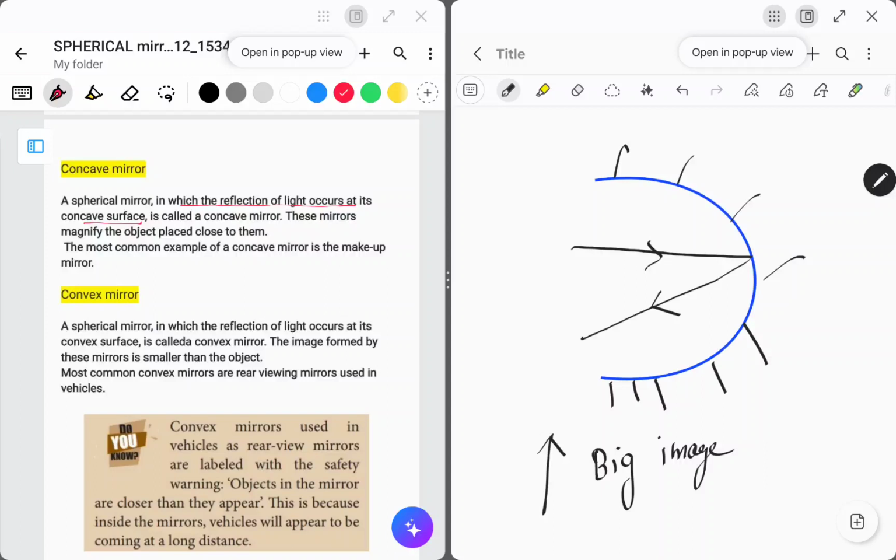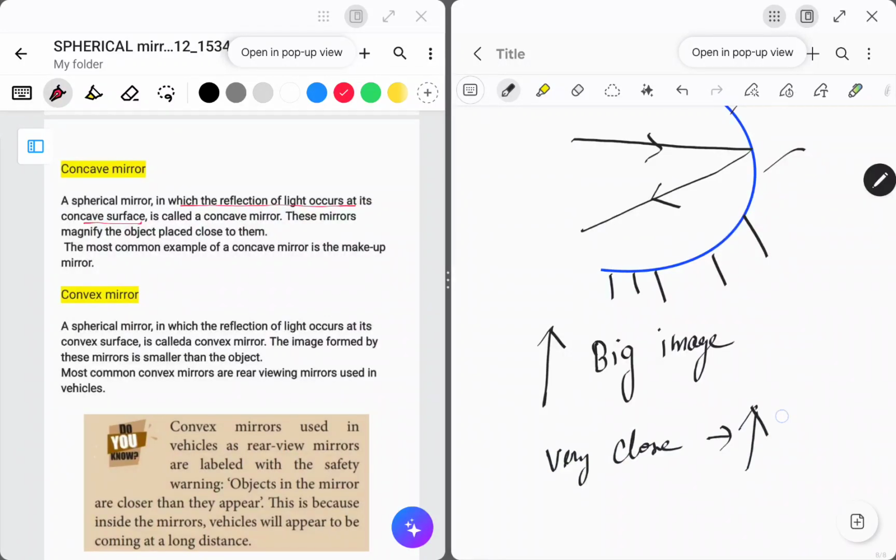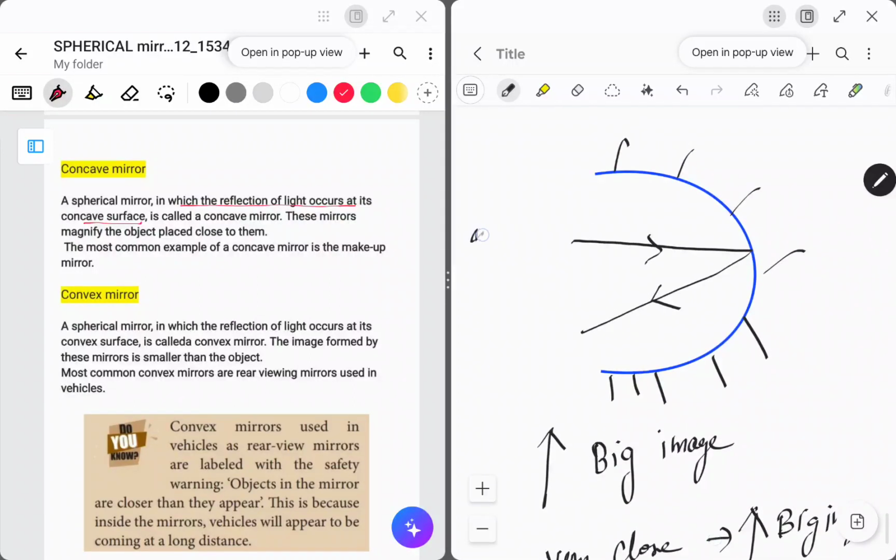Okay, when you keep the object very close to this mirror, it creates a big image. When you keep the object very close, it gives a very big image. It gives what? A very big image. Okay, when you keep the object very close to a concave mirror.